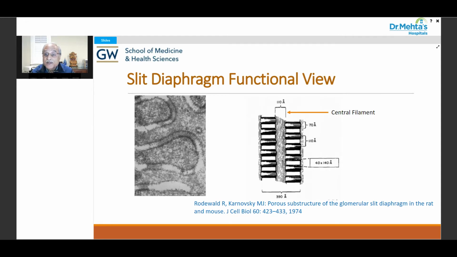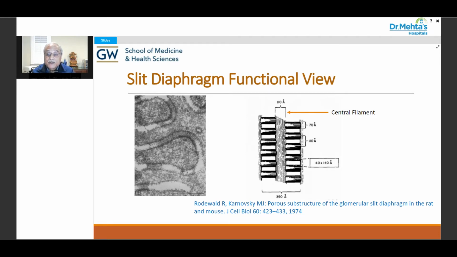happening. They described it as about 40 angstrom width, and therefore developed what was known at that point as an isoporous model of filtration, which has not really been proven to be correct in the long run, but it was certainly a first attempt at defining what is in those slit pores.